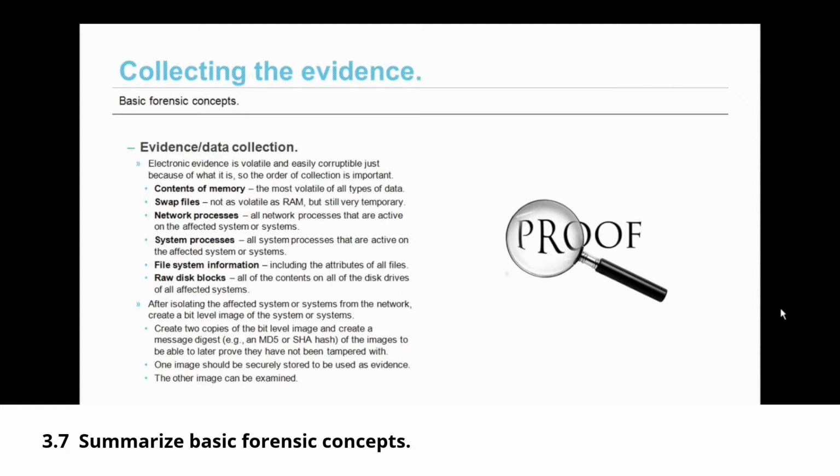After that, move on to file system information, including the attributes of the files. You need to do this before you do anything else so that you have completely documented the attributes of the files. Once all of that is done, it's time to make a copy of all of the contents on all of the disk drives of the affected systems. And that would be by raw disk blocks. So let's talk about that a little bit more. After isolating the affected system or systems from the network, you need to create a bit level image of the system or systems.